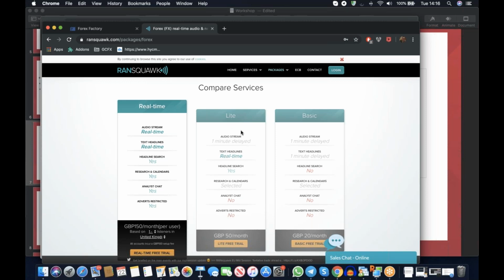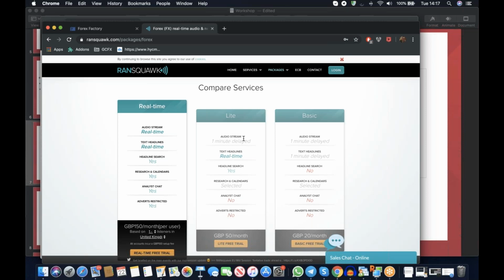First of all, when the Squawk comes out, it's about 60 seconds, a minute, until it becomes text. So on the real-time service, the audio comes out, and then the text comes out about a minute later, because often you get the text as well as the audio. So that's just something to be aware of.